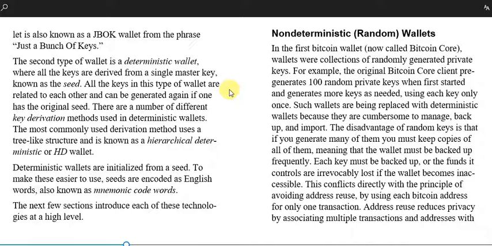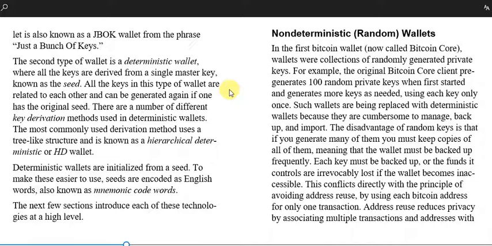There are a number of different key derivation methods used in deterministic wallets. The most commonly used derivation method uses a tree-like structure and is known as a hierarchical deterministic or HD wallet. Deterministic wallets are initialized from a seed. To make these easier to use, seeds are encoded as English words, also known as mnemonic code words. The next few sections introduce each of these technologies at a high level.